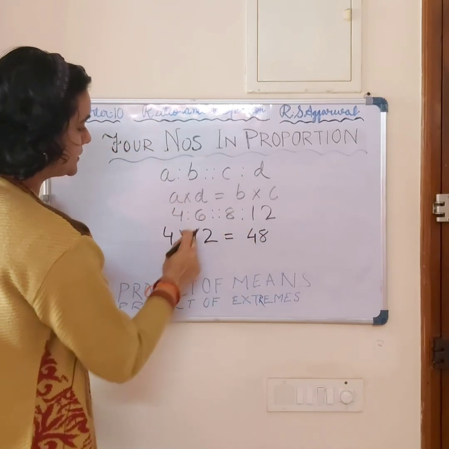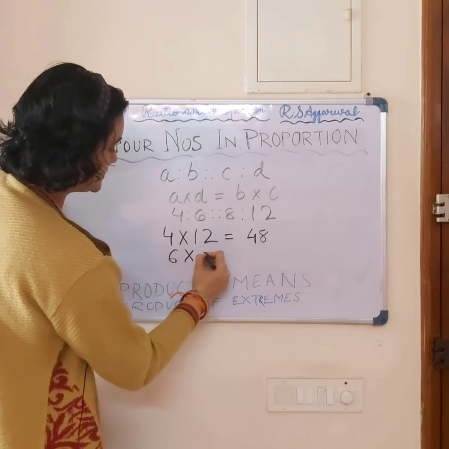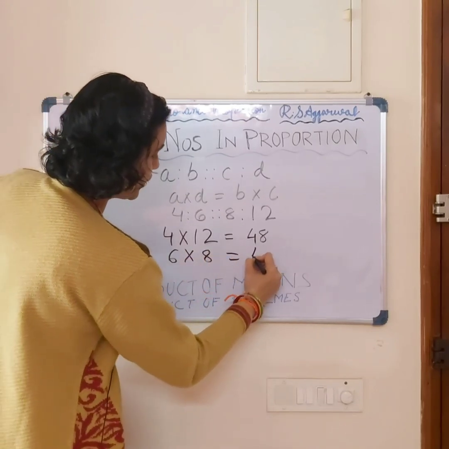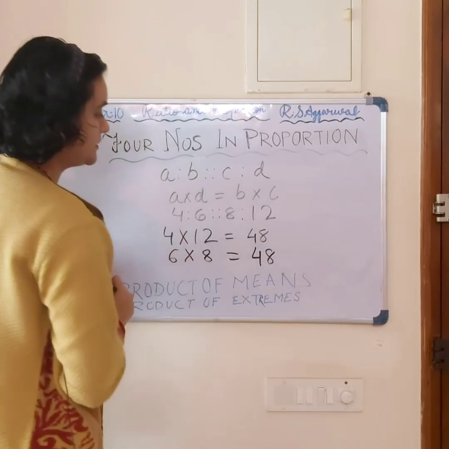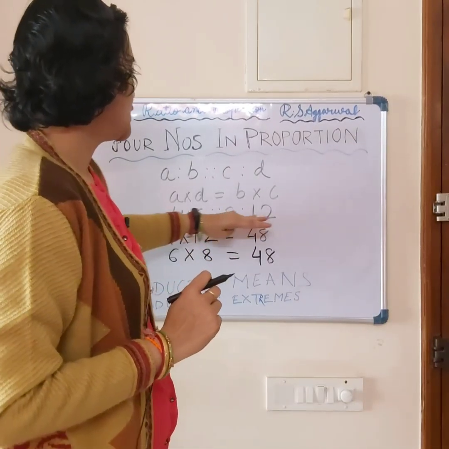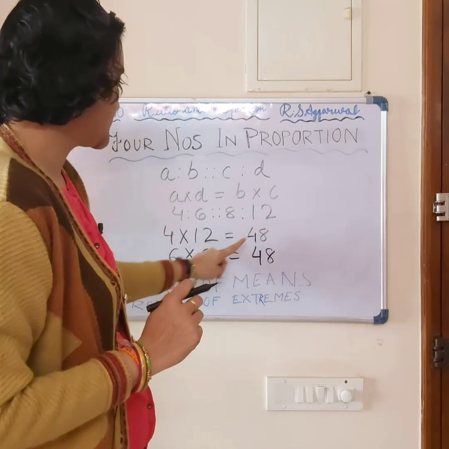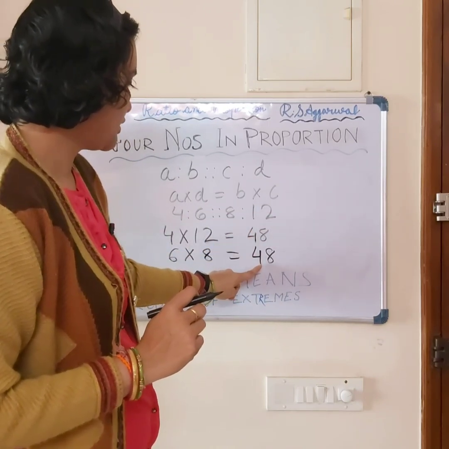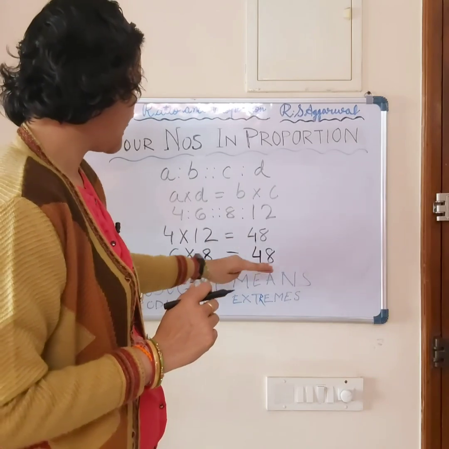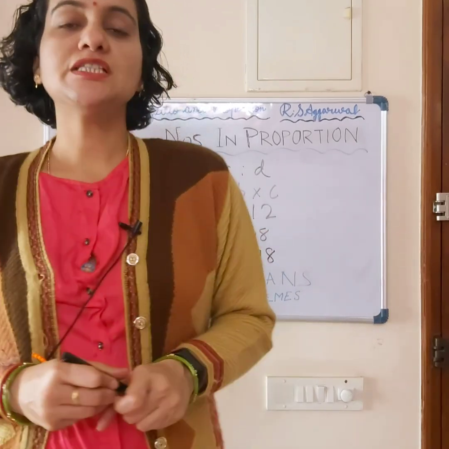Now what are the means? We will multiply the means. 6 into 8, we know it is 48. So by this method we can confirm that these two ratios are in proportion, because the product of means became equal to product of extremes, right? So we will do some more problems.